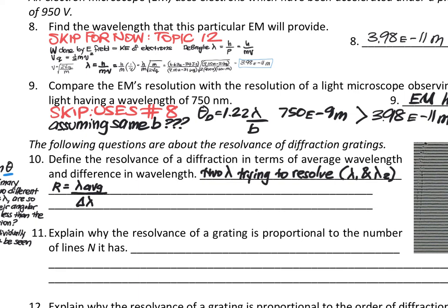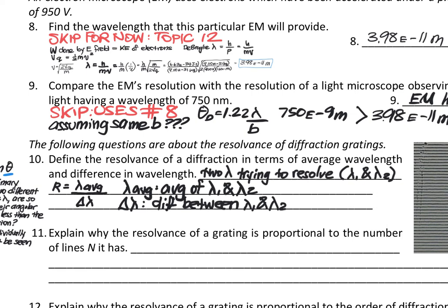And the lambda at the top of the expression, where it says R equals lambda over delta lambda, is actually an average. I don't know why it doesn't say average, it should, but it's an average of those two wavelengths that you're trying to resolve. You can see that R and delta lambda are inversely proportional, meaning that the better the resolvence of the diffraction grating, the tighter the delta lambda that you can resolve. So the closer together the lines are, the more you can see that they are two different lines.